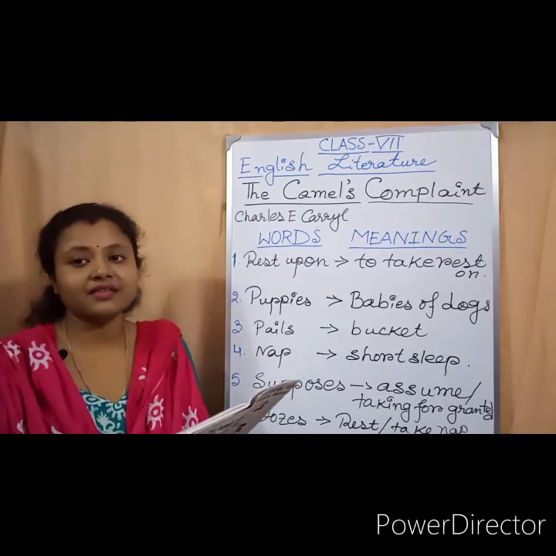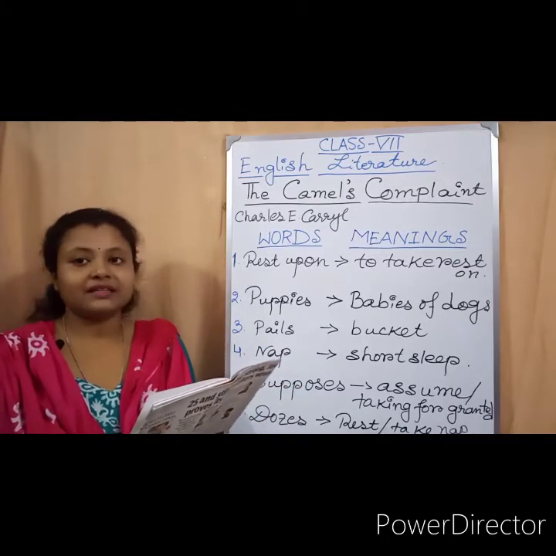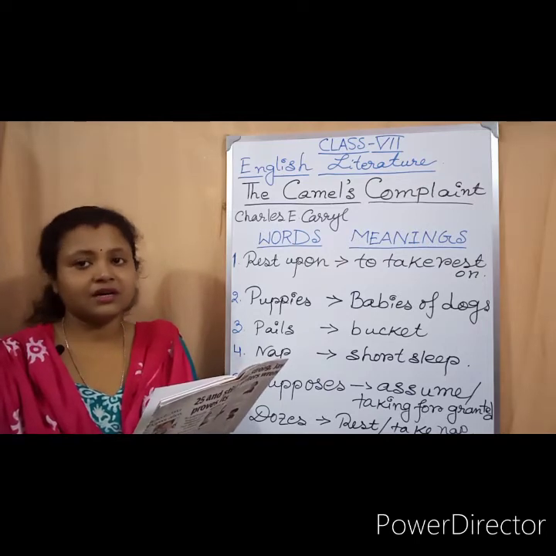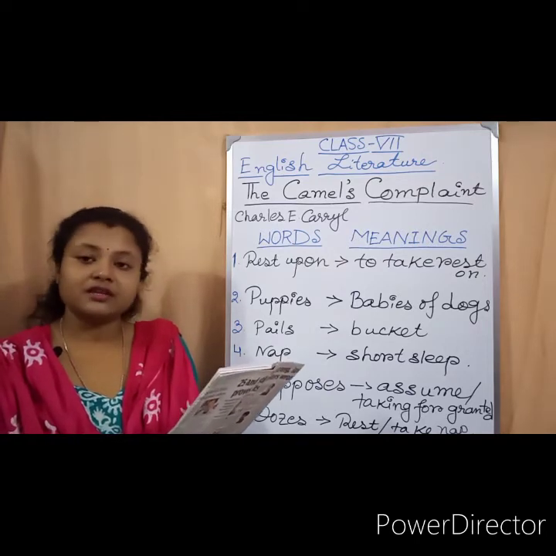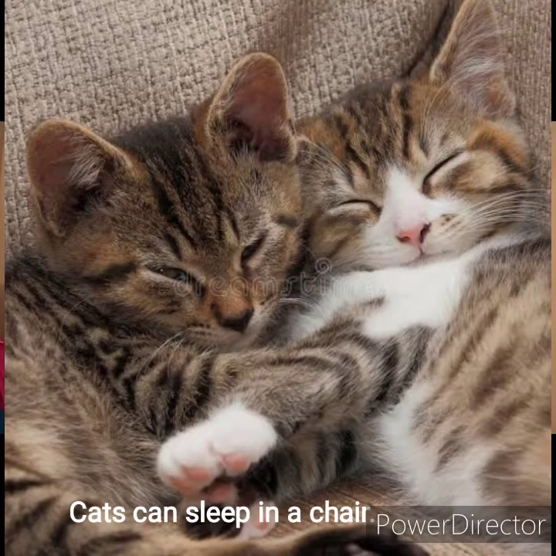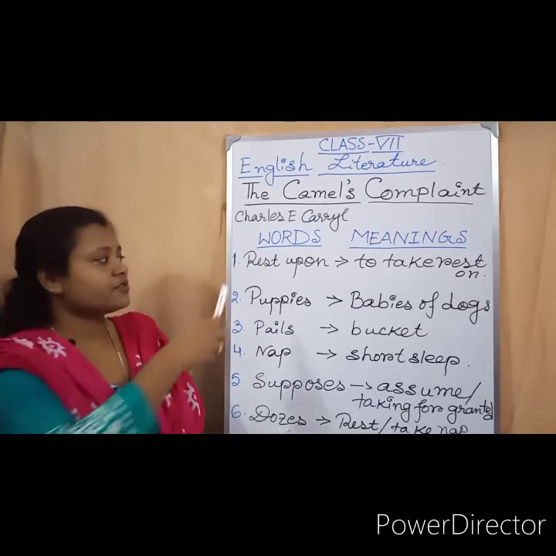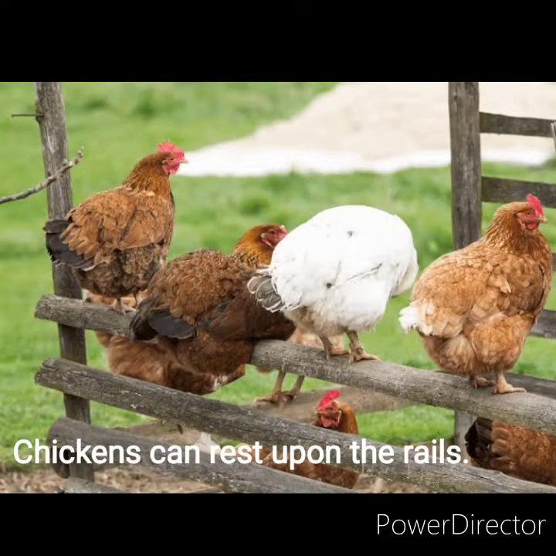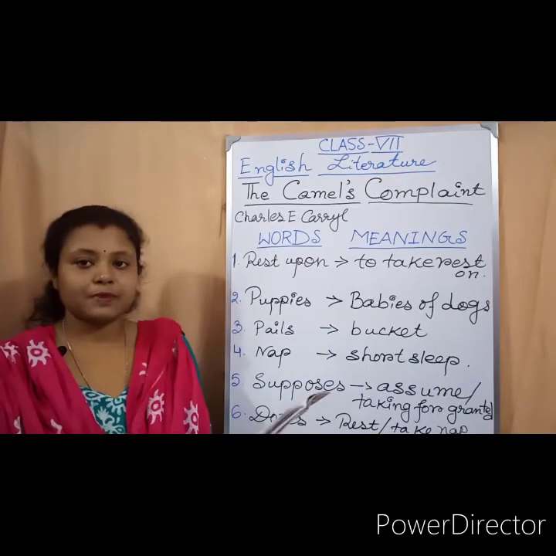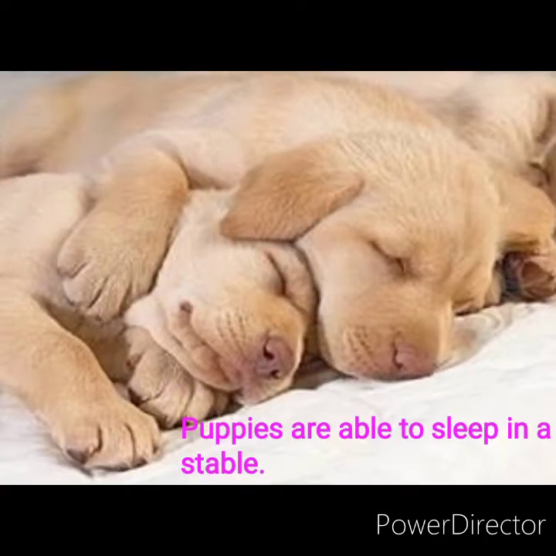So here in the second stanza we will see that the camel is complaining about the place, about the shelter. Cats love to sleep in a chair. Chickens can rest upon, which means to take rest on, the rails. Puppies are the babies of dogs. They can sleep in a stable. They love to sleep in a stable.